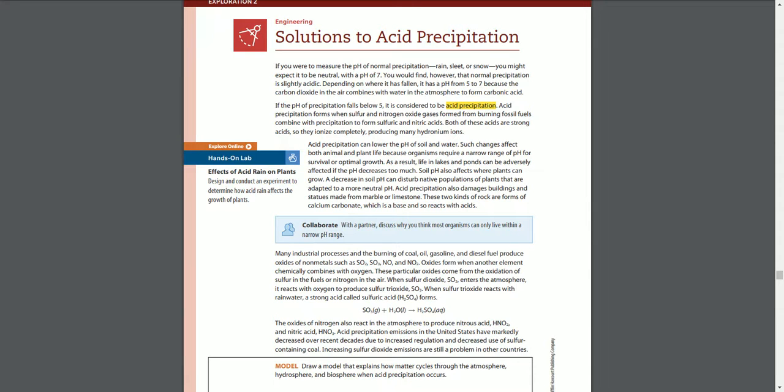Some solutions to acid precipitation. There's a lot of engineering solutions that people have done to basically, before the combustion gases leave the factory or the power plant or whatnot, they essentially treat them to remove the chemicals that create the acids. So one of the biggest chemicals that creates the acids is sulfur. So sulfur makes sulfur trioxide, which can then mix with water to create sulfuric acid, which is a strong acid.